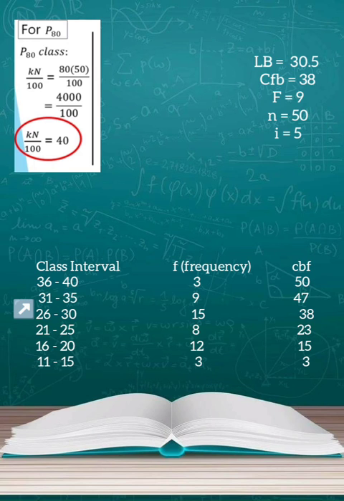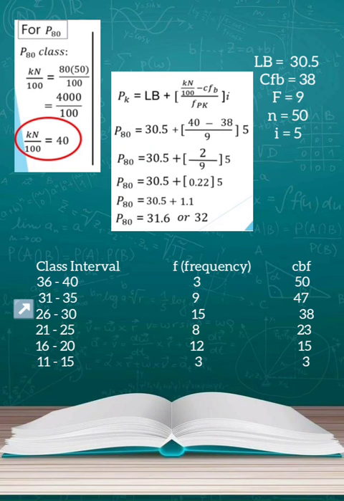To solve, 80th percentile equals the lower boundary, which is 30.5, plus the 80th percentile class, which is 40, minus the cumulative frequency before, which is 38, divided by the frequency of the 80th percentile, which is 9, times 5. 80th percentile is equal to 30.5 plus 2 divided by 9 times 5, equals 30.5 plus 0.22 times 5 equals 30.5 plus 1.1. Therefore, the 80th percentile is equal to 31.6 or 32.